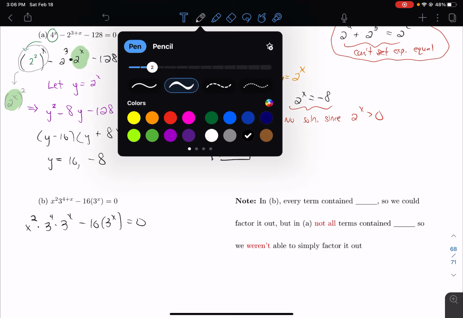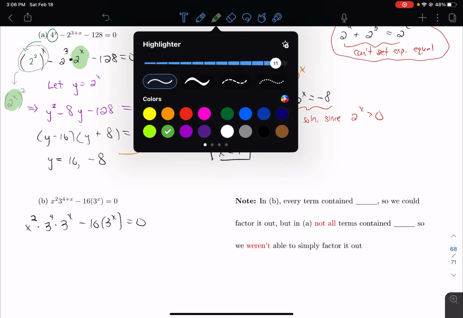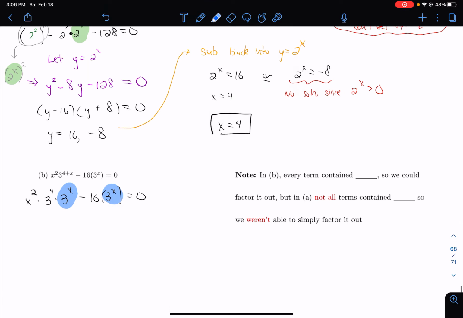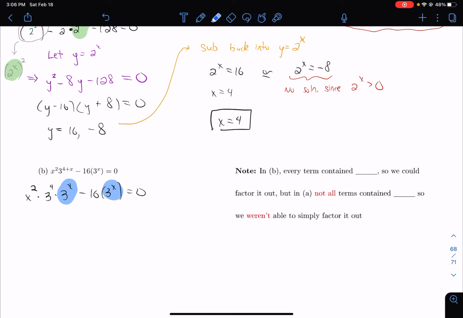And now that's nice, because in both of these terms, let me go to highlighter mode, there's this 3 to the x. There's 3 to the x in the first term and in the second term. So because that 3 to the x shows up in every single term, I can just factor it out and then write what's left over. From the first term, what's left over is this stuff. 3 to the 4 is 81, and I get x squared. From the second term, what's left over is the minus 16. And that whole thing equals 0.